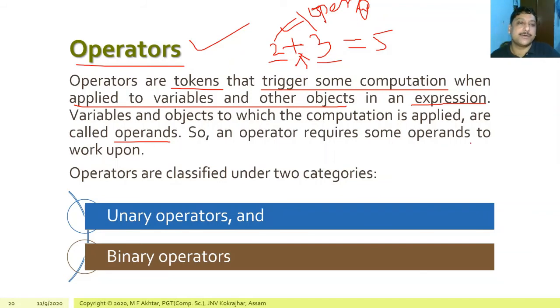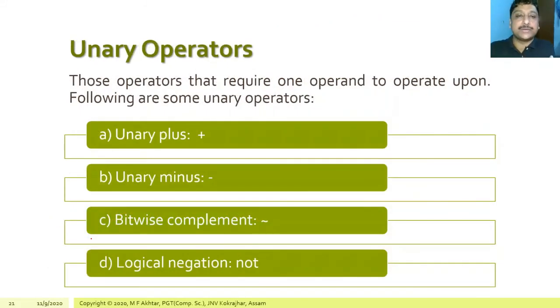An operator requires some operands to work upon. So depending on the operands, operators are classified under two categories: first is the unary operator and second is the binary operator. Unary operators are those that require only one operand to operate upon. For example, unary plus: if we put a plus symbol before a number, that number is positive, and if we put the minus symbol in front of a number, that number becomes negative.